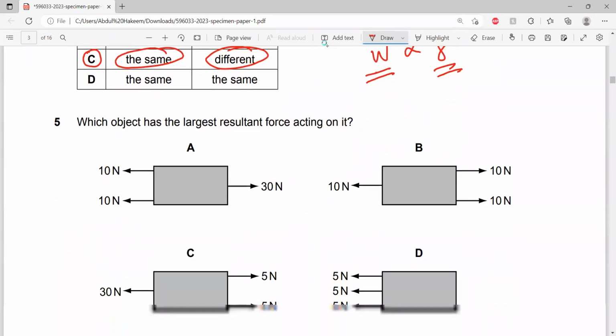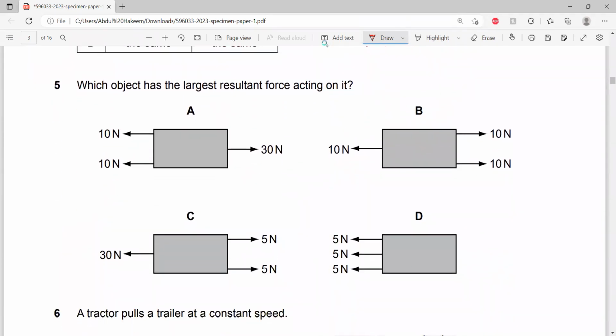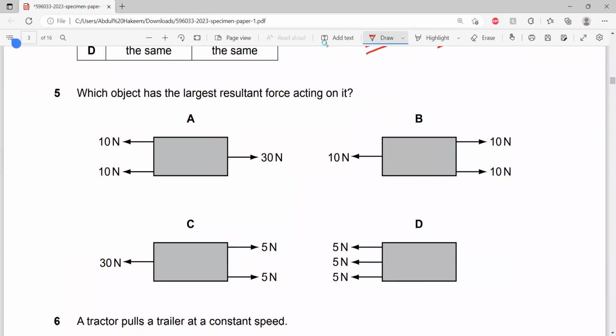And the next question, number 5. Which object has the largest resultant force? Largest resultant force means we have to take the difference of opposite forces. Look, these two forces are in one direction. So this is 20, this is 30. So 30 minus 20, 10 Newton resultant.